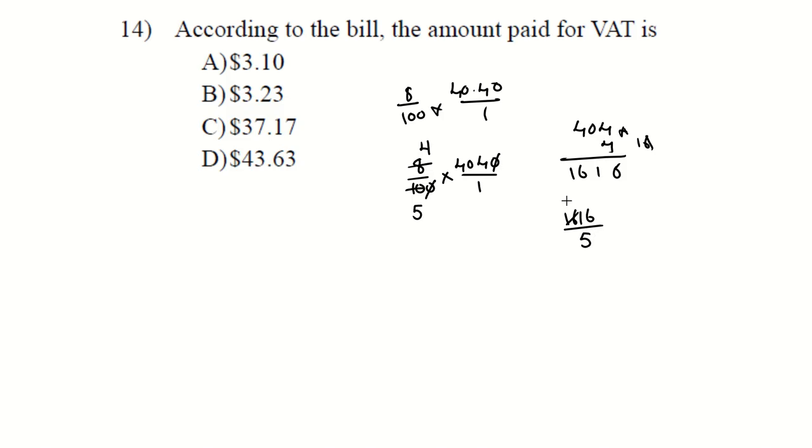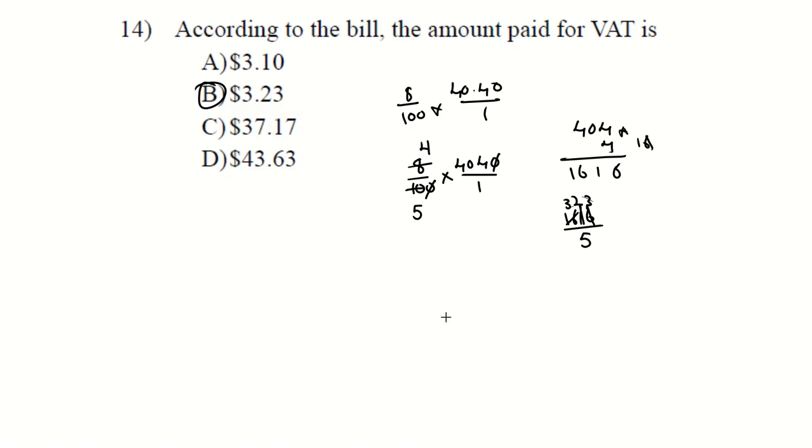5 could go into 16 3 times, remainder 1. 5 going in 3 times. You're looking for something that has 3, and the only one that does is B. So the answer will be $3.23. That's the only logical answer for this. They didn't even ask you for the total amount. The answer would be $3.23. And that is how you would do this question.